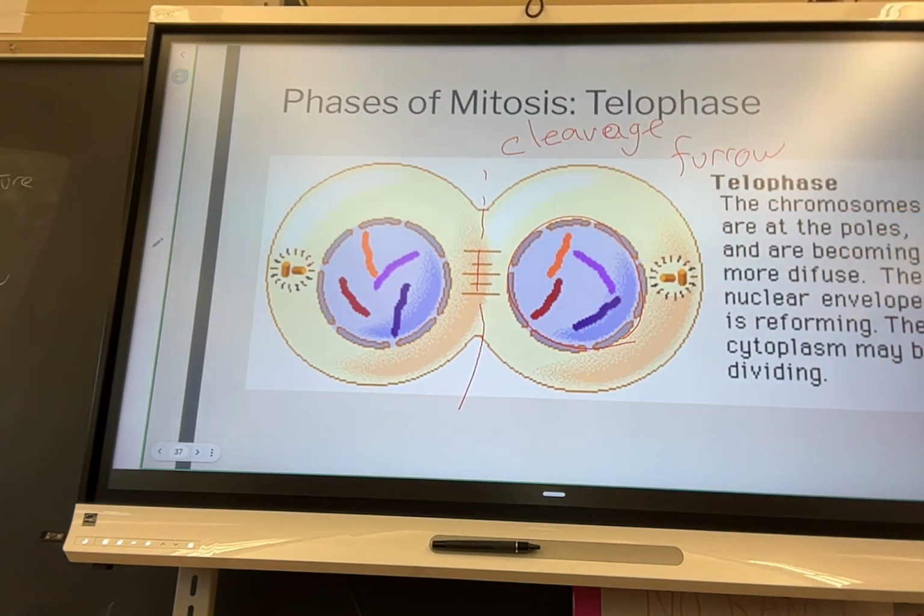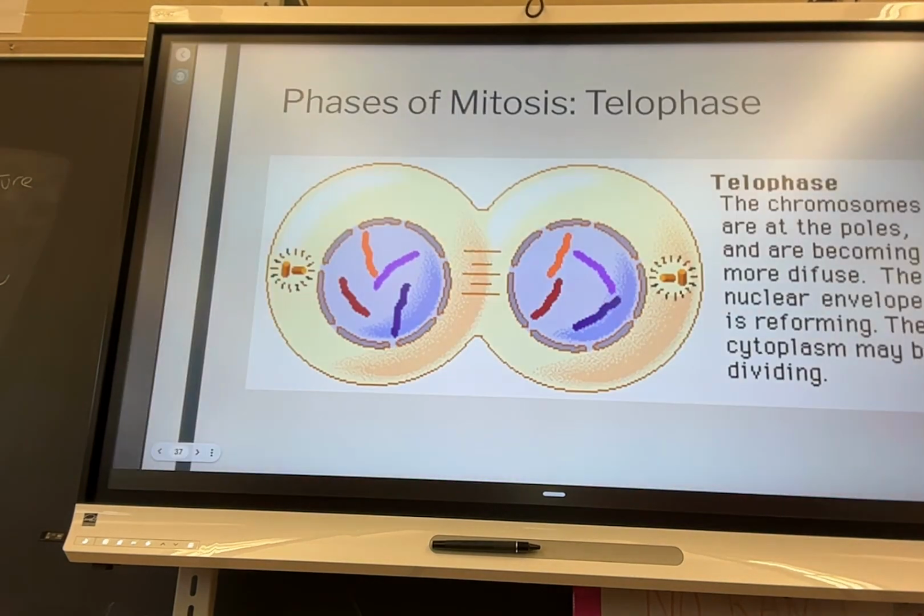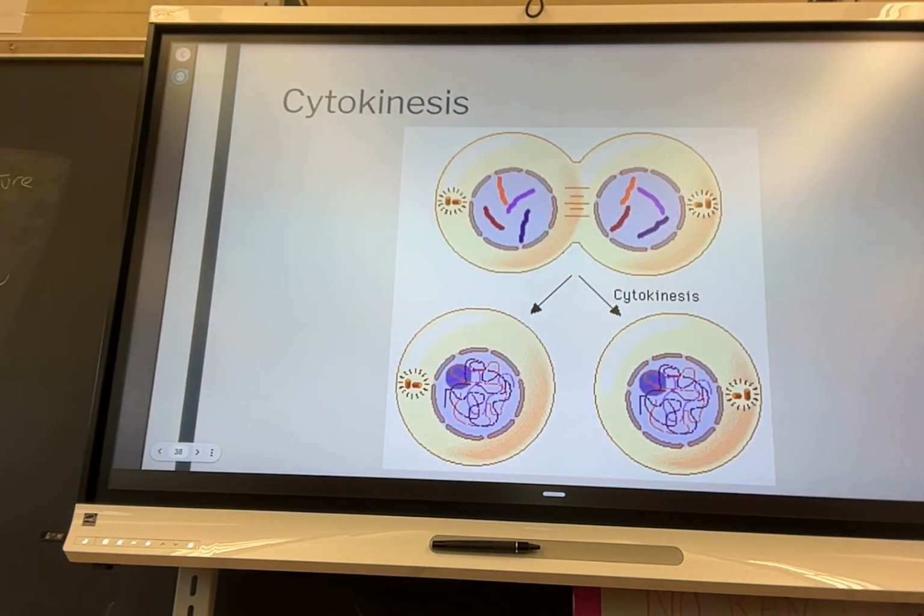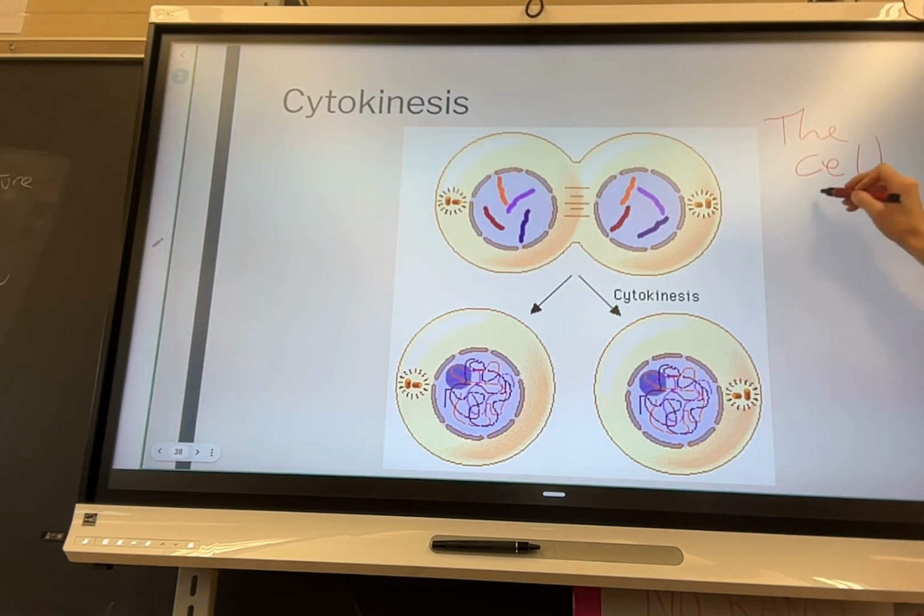Anyone need more time with this? We've got one more step. And that is cytokinesis. There's no explanation. There is. So in this one, here, I'll let you copy it.